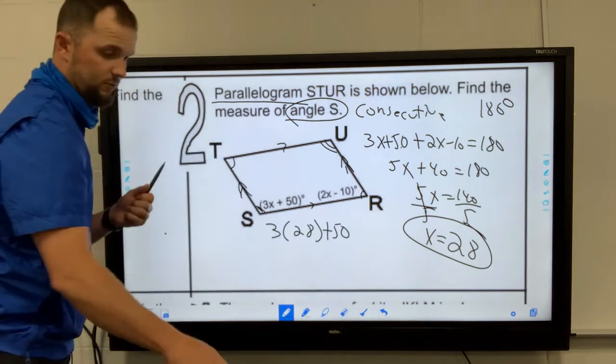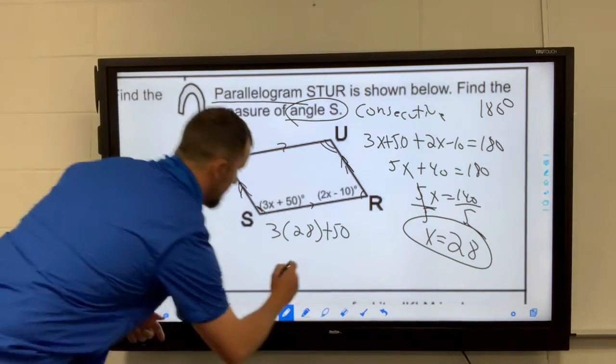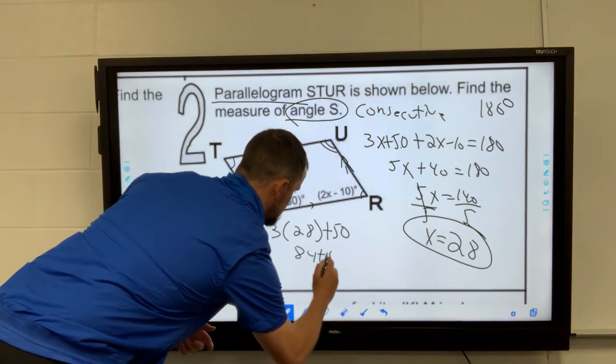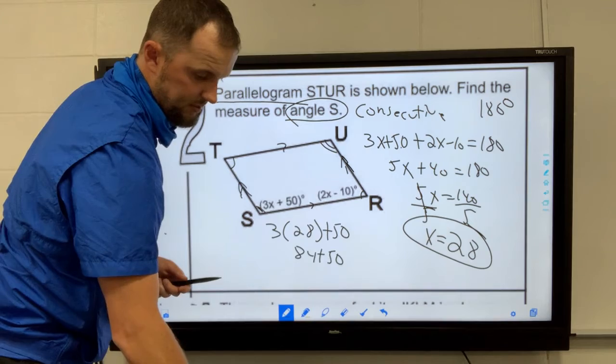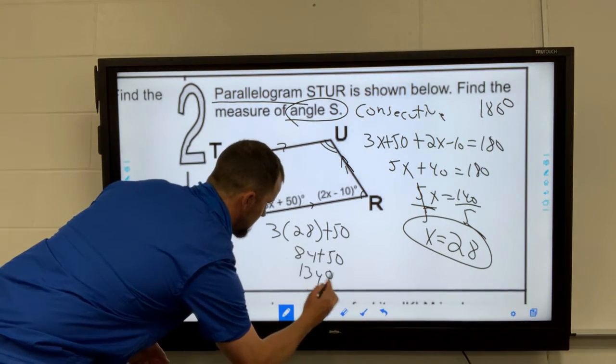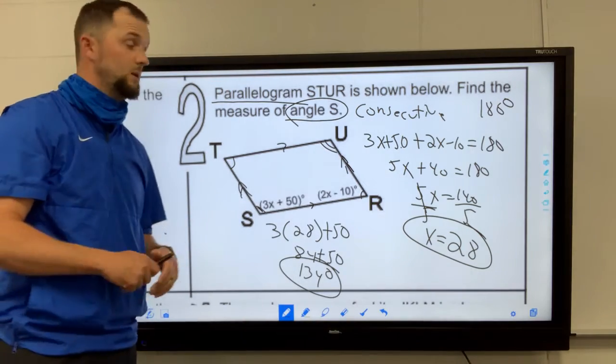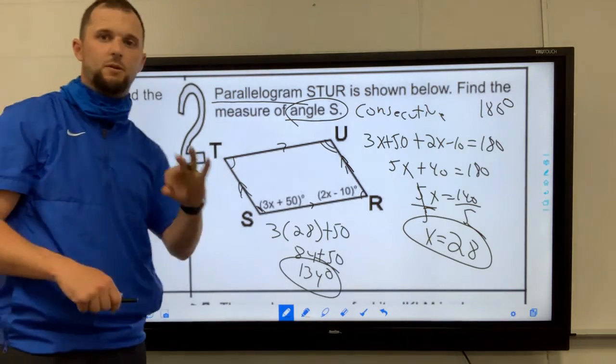I have no clue what 3 times 28 is. So 84. And then 84 plus 50 is going to end up giving you 134 degrees. So ladies and gentlemen, angle S is 134 degrees. So now we're going to jump over to example number 3.